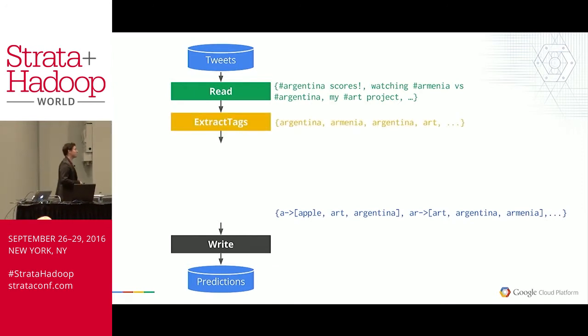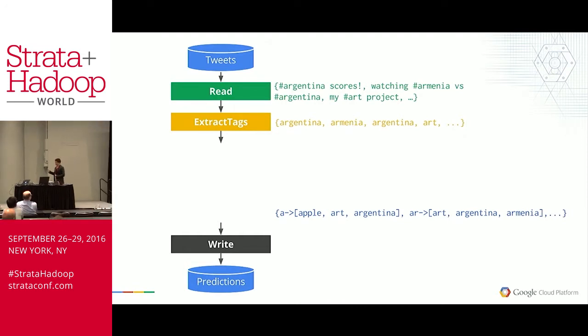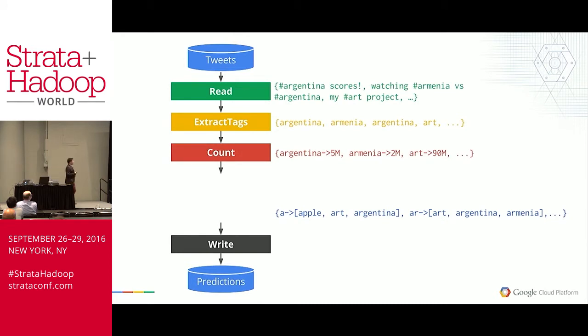So for our example, the next thing we're going to do is extract the tags. Here I'm describing just the transformations that we're going to have to do on our data to go from the source data that we have to the result that we want. We're going to extract the tags because in our example, we only care about the popularity of each tag. And the tags are going to be Argentina, Armenia, and so on. We're going to count them up because what we want is the popularity of each tag to influence its rank in the suggestion.